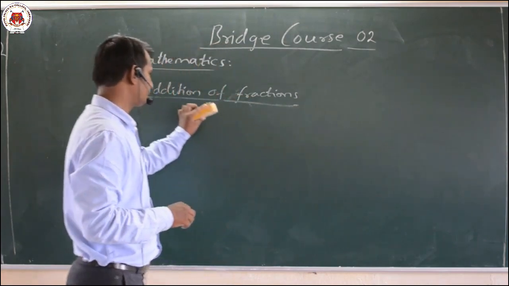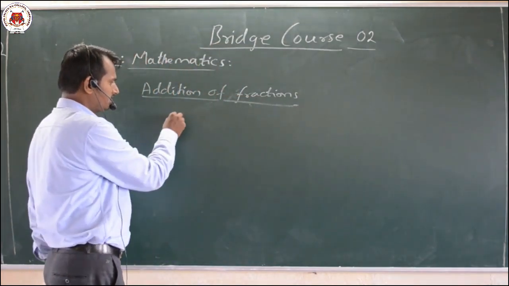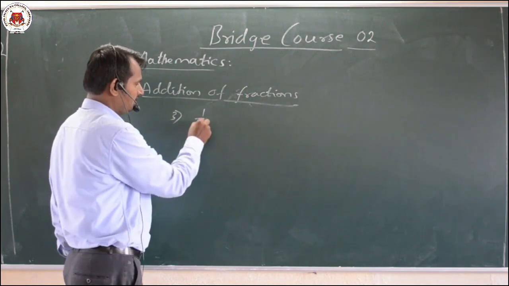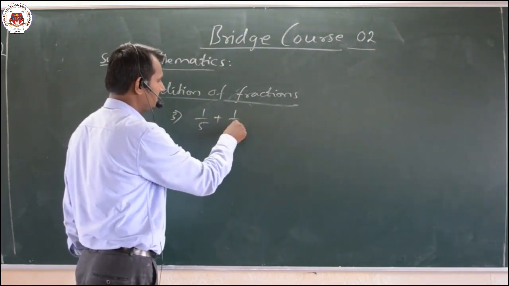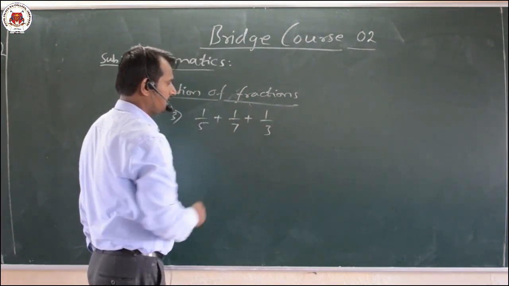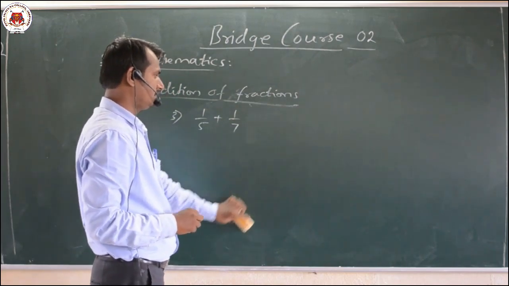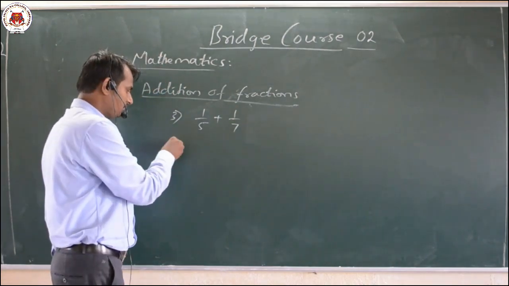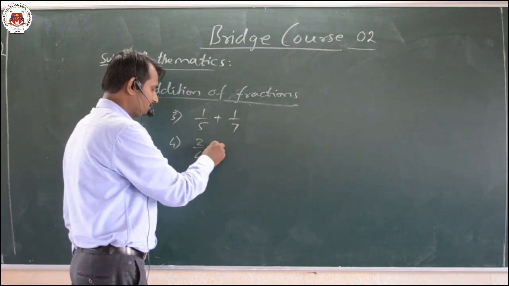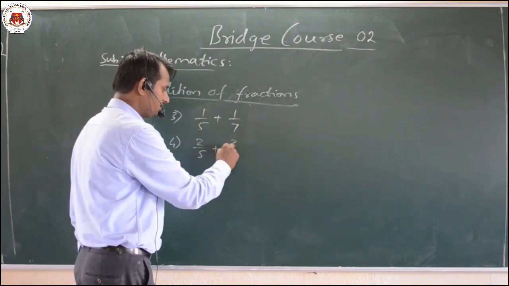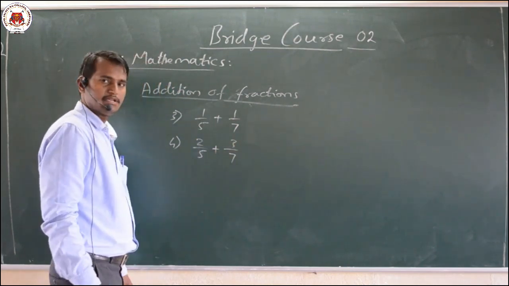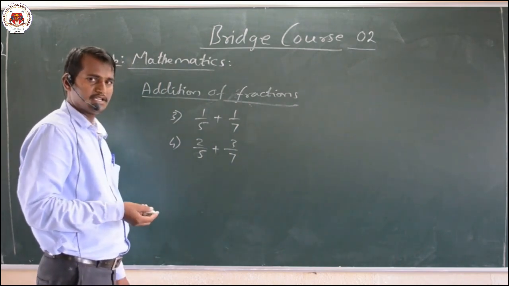Okay, dear friends, you can take this as homework. That is the third one, 1 by 5 plus 1 by 7 plus 1 by 3. Or only take these two parts, 1 by 7 plus 1 by 7. Fourth one, 2 by 5 plus 3 by 7, and so on. You can take as many examples as homework.